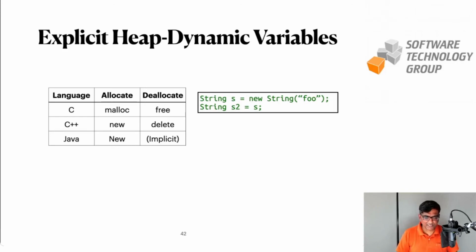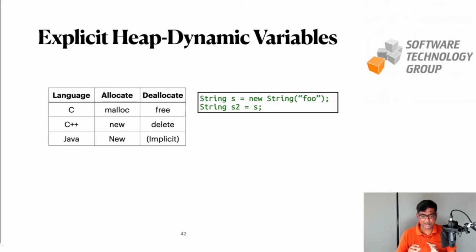Now, since the concept of heap dynamic variables is a little bit more non-trivial, let's spend a little bit more time on this. Here is a simple example of code in Java where we don't use pointers, but we use references. And as mentioned before, references and pointers are different. But for now, let's just look at them similarly. I'll show you a glimpse of the difference in the upcoming slide. So here, s points to a variable of type string with the value foo. That's what the string s equal to new string foo does.